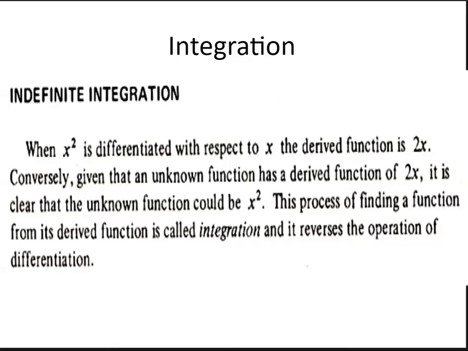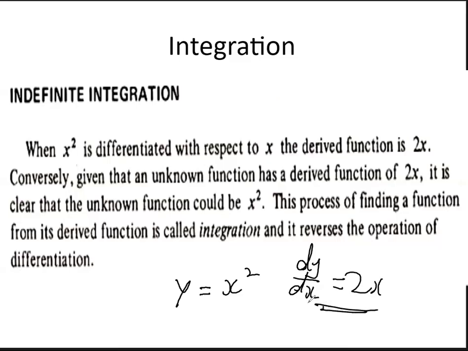Differentiation was, you have some function. You had a function, let's say y equal x squared. And when you differentiate this, you get dy/dx equal 2x. So that's the forward process of differentiation.